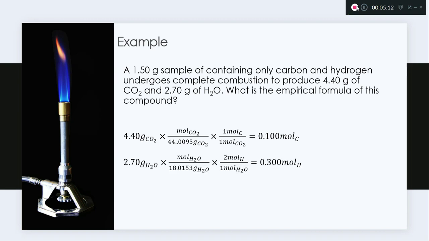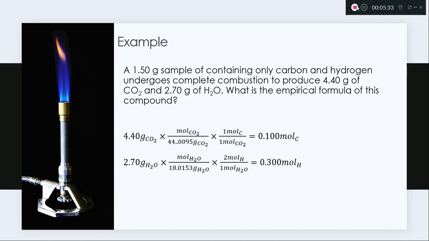You're going to take your grams of water and divide it by the molar mass of water. That'll give you the moles of water. And then take the moles of water and convert it into moles of hydrogen. Now here, since H2O has 2 hydrogens in a water, you're going to have 2 moles of hydrogen for every 1 mole of water. And when you do that math, you get 0.3.